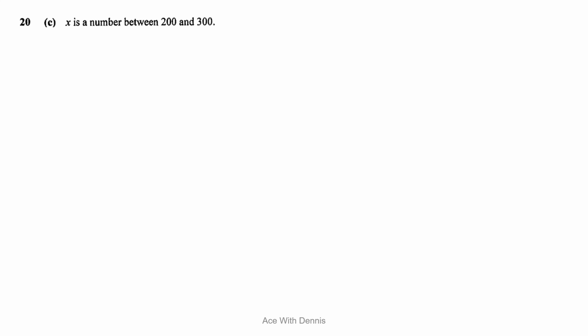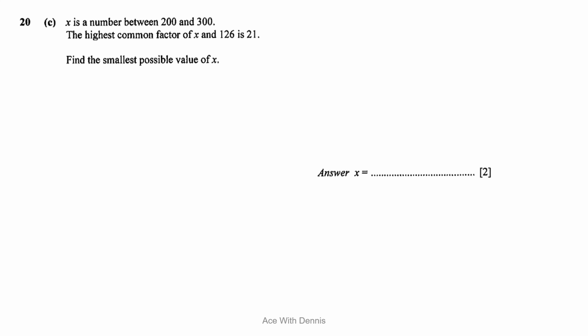Question C. X is a number between 200 and 300. The highest common factor of x and 126 is 21. Find the smallest possible value of x. 2 marks. So, from the previous question, we know that 126 equals 2 times 3 squared times 7. And we need to find the value of x so that the HCF of these two numbers is 3 times 7, which is 21. Now, let's guess the number x.